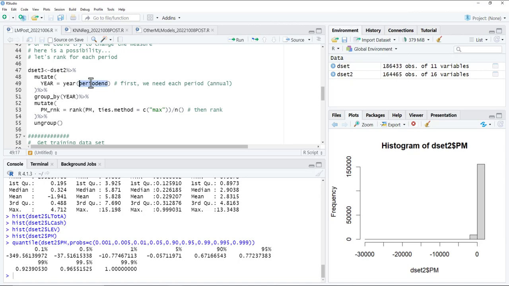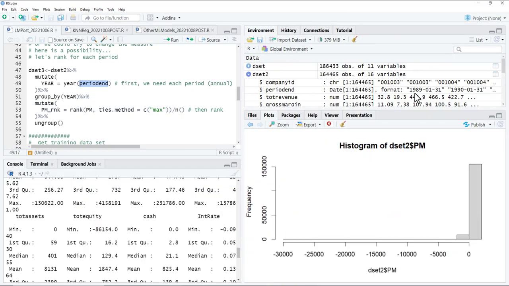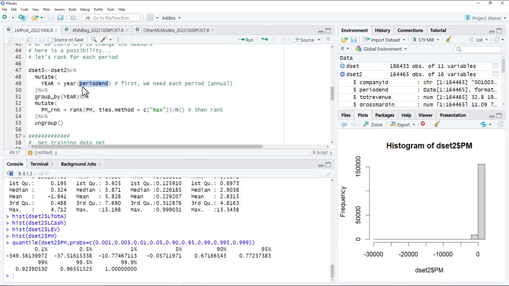So we have period end in here. Well, the lubridate function gives us the ability to manipulate dates. Here we're going to take the year of the period end. If we look over here, period end is just a normal date. So here, 1989, January 31st. Year will give us just the year of that date. And again, we need the lubridate function for this. Then I'm going to group by year. And then this one's a little bit complicated, but I'm going to rank this profit margin variable. So I'm going to use the rank function. The variable is profit margin.